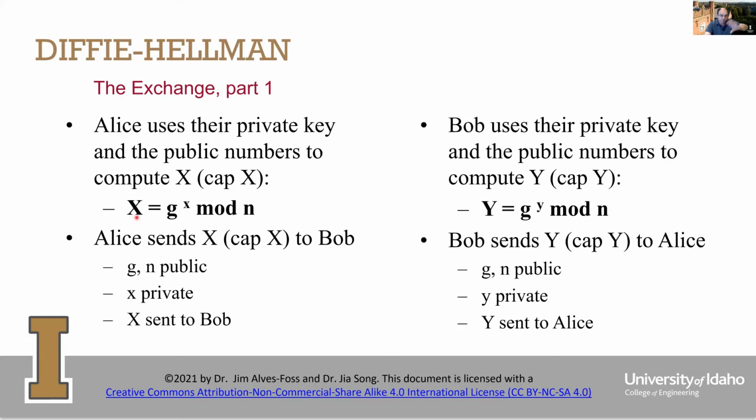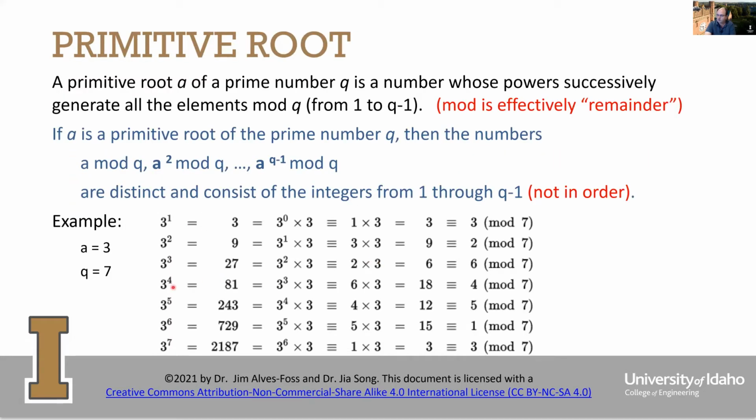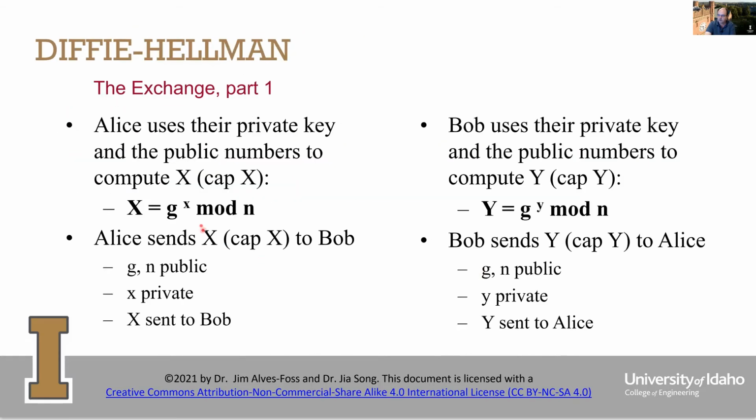and they get a capital X. Now, given that example again, say 3 is their secret value, they'll get a 6. So 3 cubed is a 9, mod 7 gives them a 6. Alice will send that 6 off to Bob. Alice will also communicate with Bob, agreeing on what these G and N are, but that's public, doesn't have to be private. X is private, capital X is sent to Bob.